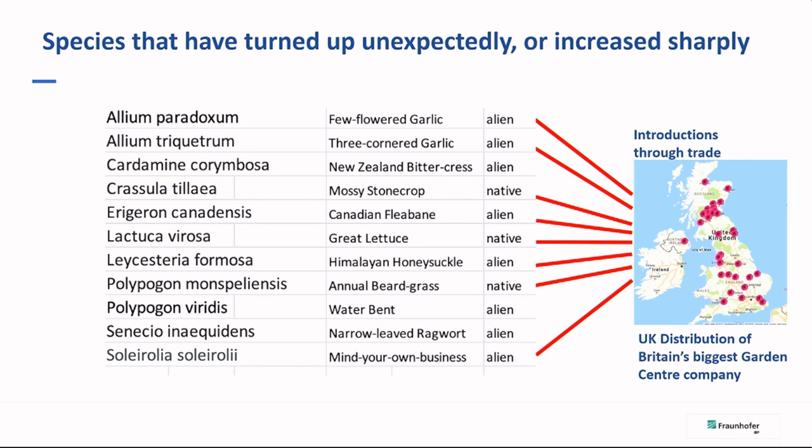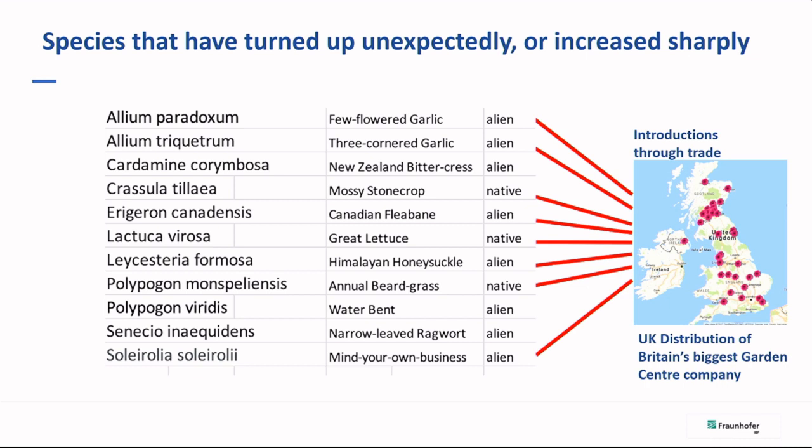You can see we've got the few-flowered garlic, which is now pretty common, and the three-cornered garlic. We've got the strange little plant called the New Zealand bittercress, which most of you won't know, but it can be found in the spring in the Royal Botanic Gardens. We've got a funny little crassula, which does turn up in car parks and churchyards, and I think was first recorded in Scotland somewhere up in East Ross. I think it was probably Brian Ballinger who was the first person to see it.